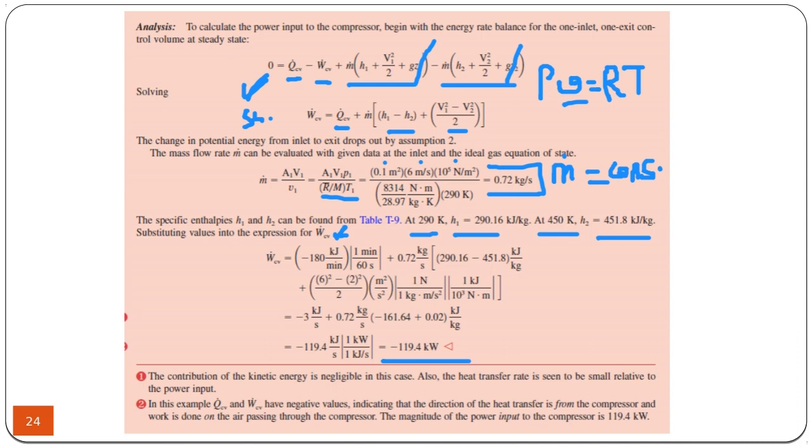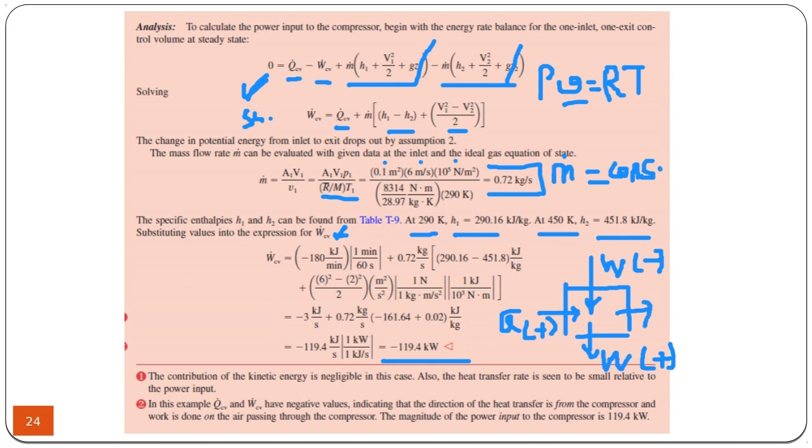The reason why we have a minus sign, remember that in a system, if work is done on a system, it's minus work. If the system does work on the surroundings, it's a plus work. If there is a Q incoming to the system, it's a plus Q. If Q is removed from the system, it's a minus Q. So that's why we have a minus sign here for the Q and a minus sign for the work.